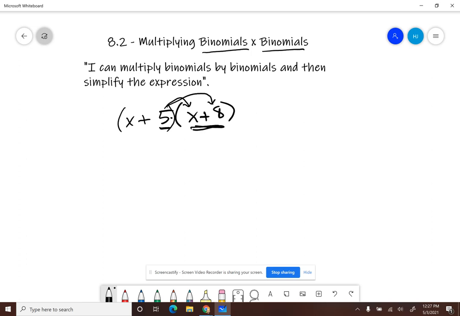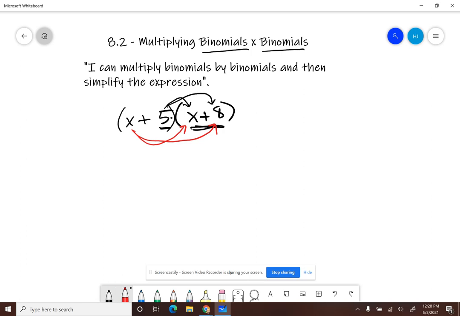Well, what would I do? Well, you just told me that I needed to distribute this 5. I need to multiply this 5 through both of these terms. Well, guess what? In order to really do this multiplication, I also need to multiply this x through both of these terms as well. Okay? So when we're multiplying binomials, the only difference is you're really doing the distributive property twice.